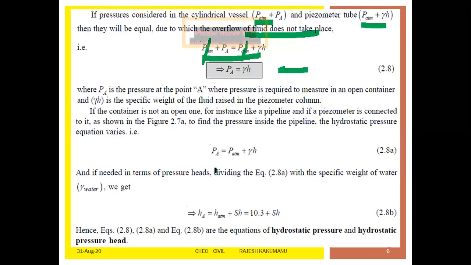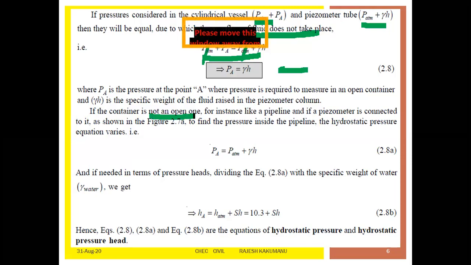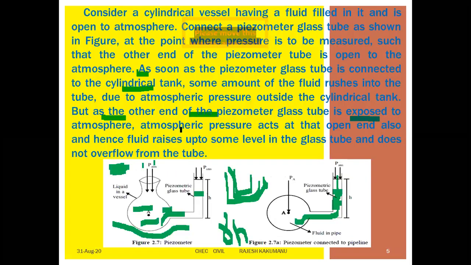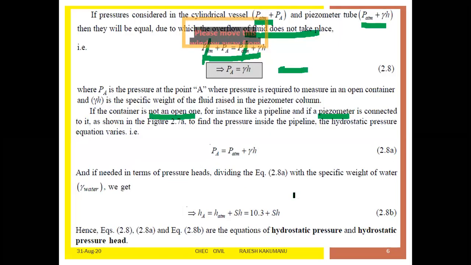Next, if the container is not an open one, so ఇంకొక కండిషన్ ఏంటి, when the container is closed, ఒక వాటర్ బాటిల్ అనుకుందాం, పైన క్యాప్ పెట్టేసాం అనుకోండి, ఫర్ ఇన్స్టెన్స్ లైక్ ఎ పైప్ లైన్, మనం వాటర్ బాటిల్ ఎగ్జాంపుల్ తీసుకున్నాం విత్ క్యాప్. Now if the piezometer is connected to the bottle as shown in the figure 2.7a, ఇదేంటిది, ఓపెన్ టు ద అట్మాస్ఫియర్ కదా, P atmosphere ఓపెన్, ఇది వచ్చేసి క్లోజ్డ్ కంటైనర్, ఓకే, column.